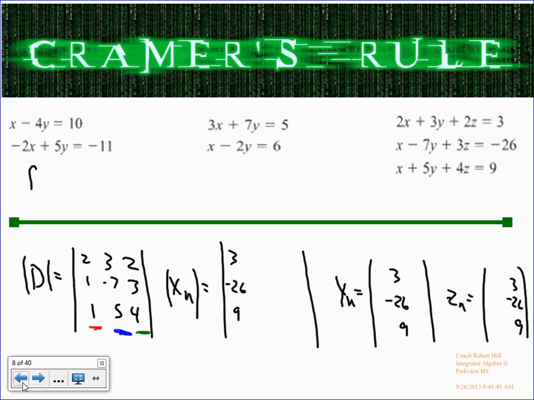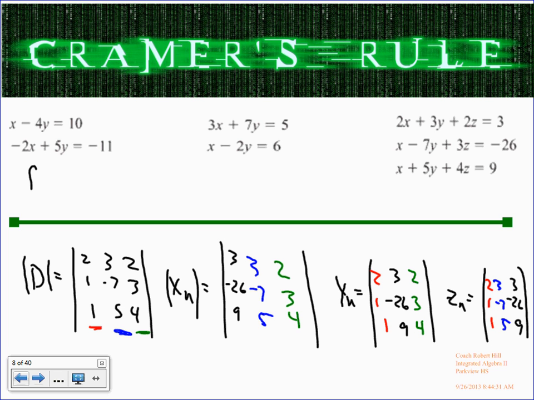So when I replaced that x column because I'm looking for x, I go get my other 2 columns from here. So this would be 3, negative 7, 5, and this would be 2, 3, 4. This would be 2, 1, 1. This would be 2, 3, 4. Then in the Z one, 2, 1, 1, 3, negative 7, 5.